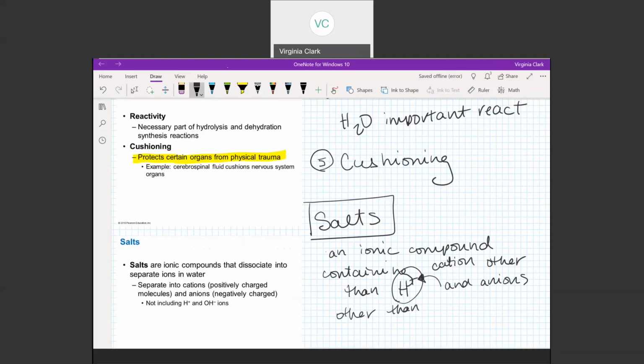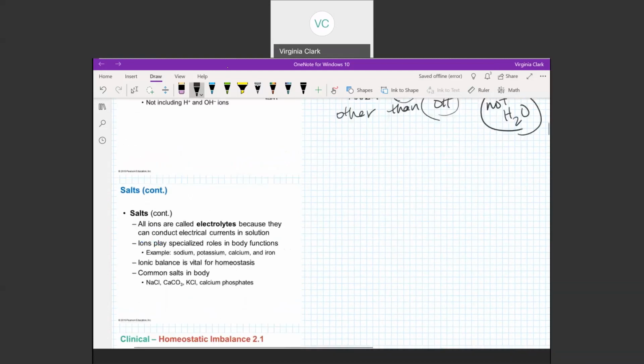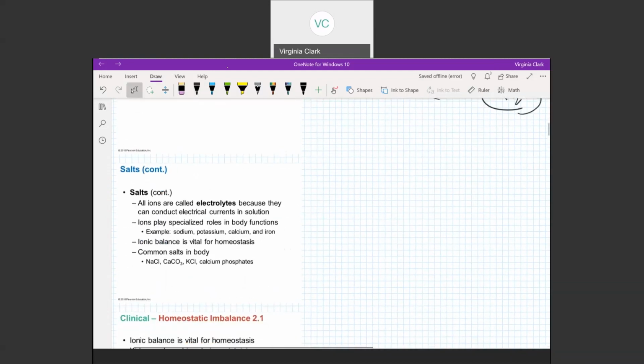So basically what this means is it is going to be not H2O. When we're talking about a salt, it does not have hydrogen, nor is it going to have the OH. So it is going to be essentially something that is not H2O. These are typically going to be called electrolytes because they can conduct electrical solution in the body.